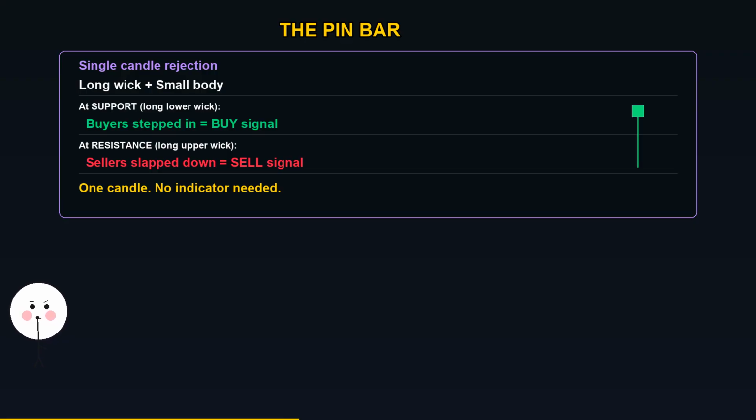The pin bar. A single candle that tells you about rejection. Long wick, small body. The market tried to go one direction, got rejected, and snapped back. A pin bar at a support level with a long lower wick means buyers stepped in hard. That is a buy signal. A pin bar at resistance with a long upper wick means sellers slapped it down. That is a sell signal. One candle. No indicator needed.